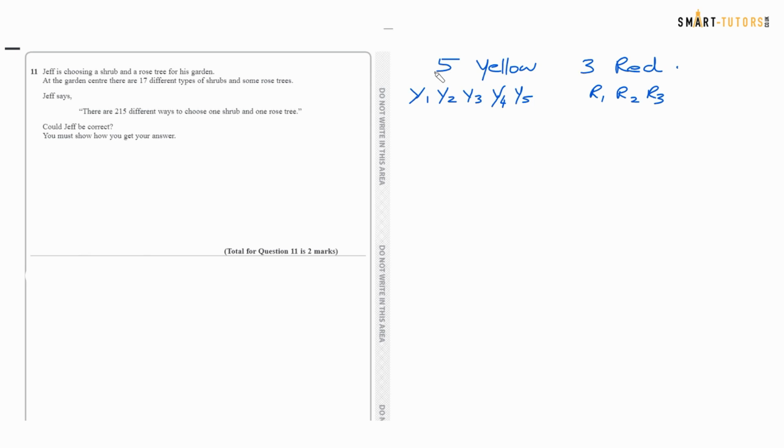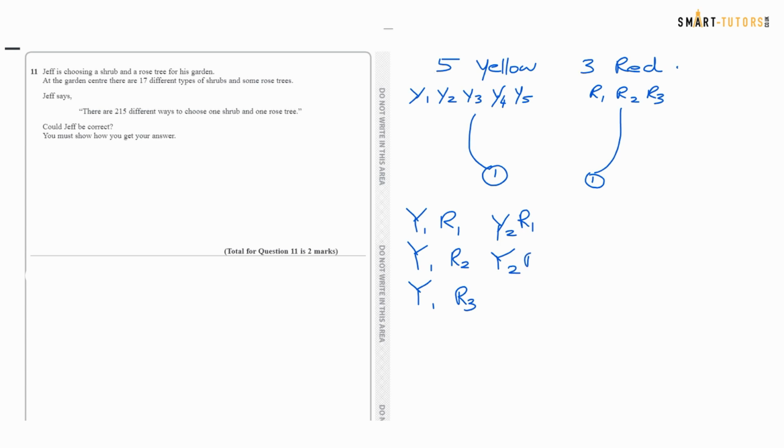Then how many different combinations may you have if I'm choosing one from the yellows and one from the reds? For example, y1 combined with r1, y1 with r2, y1 with r3, or y2 can combine with r1, y2 with r2, and y2 with r3. Likewise, we can write all the combinations. So you get 3 times 5 or 5 times 3, 15 combinations.